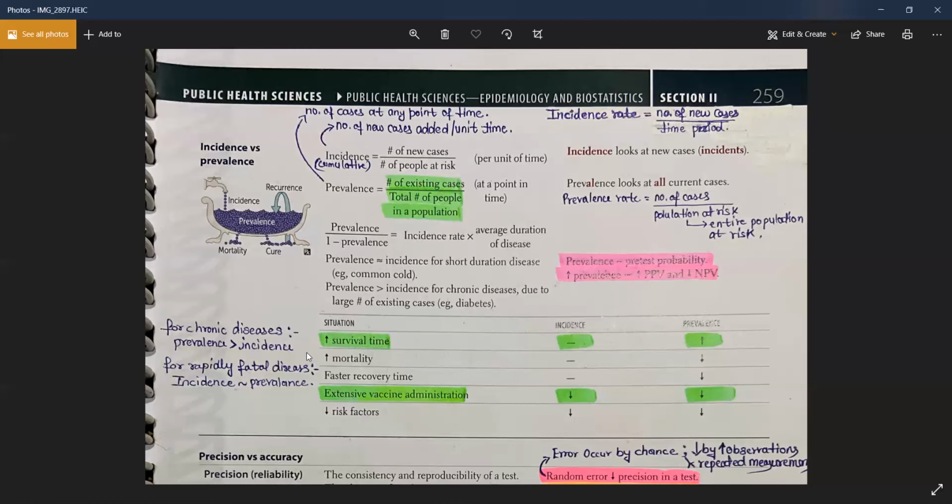If you increase the risk factor, if you increase the smoking, then you will increase the incidence. But the risk factor is the same. You're just having lots of treatment available. You are increasing the survival time of a disease. That means only the prevalence is increasing, not the incidence, right? Yes, I got it.